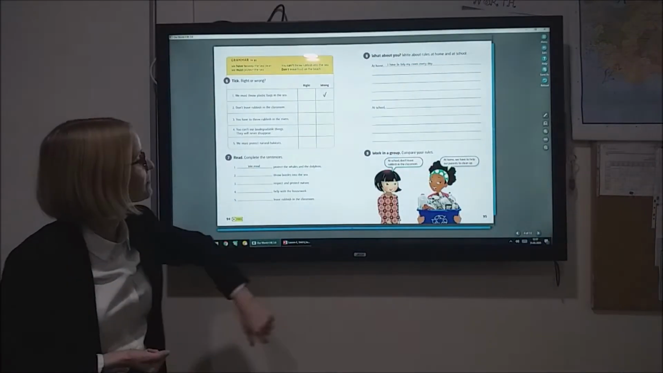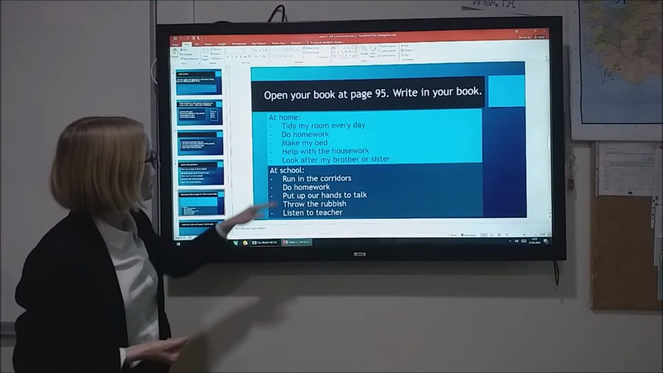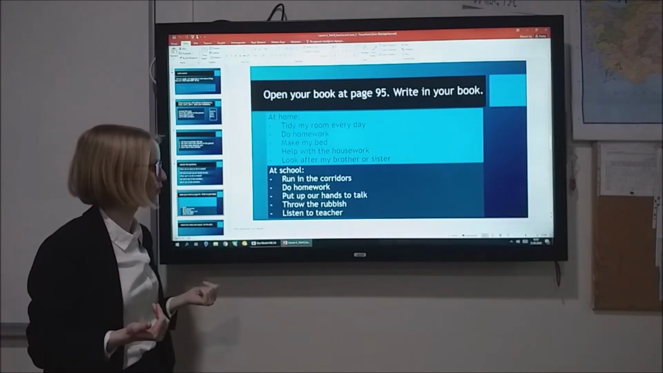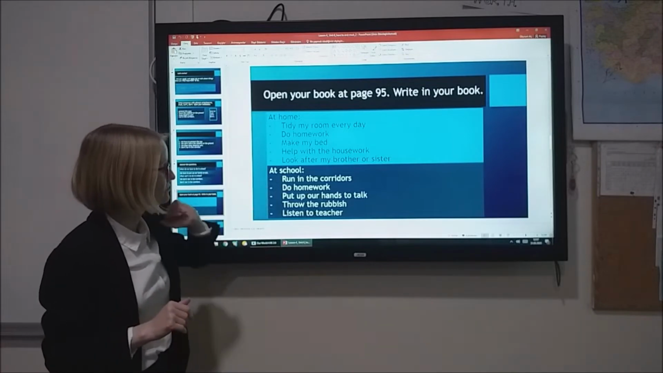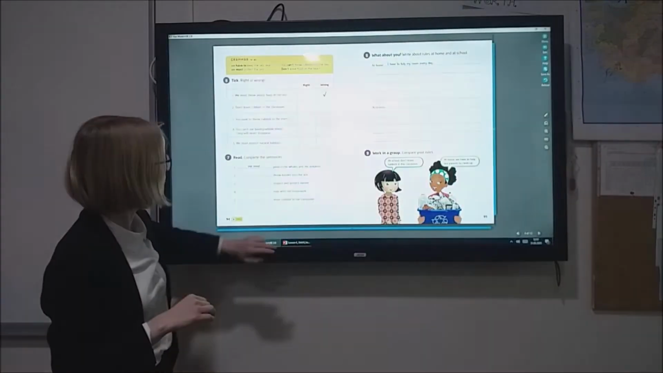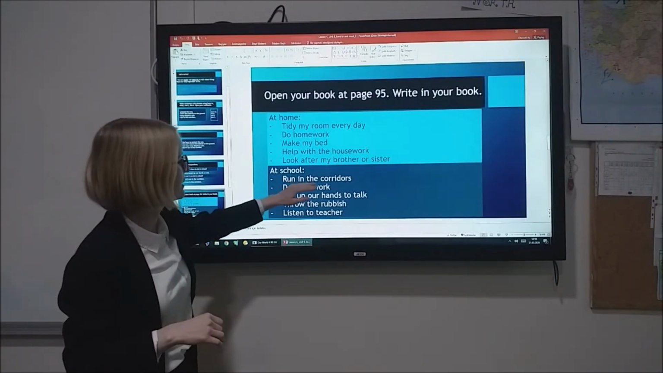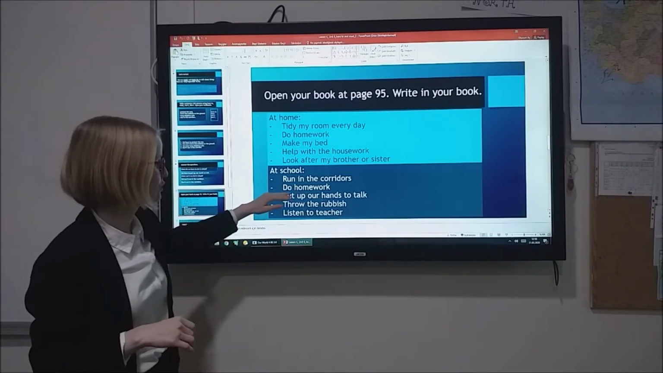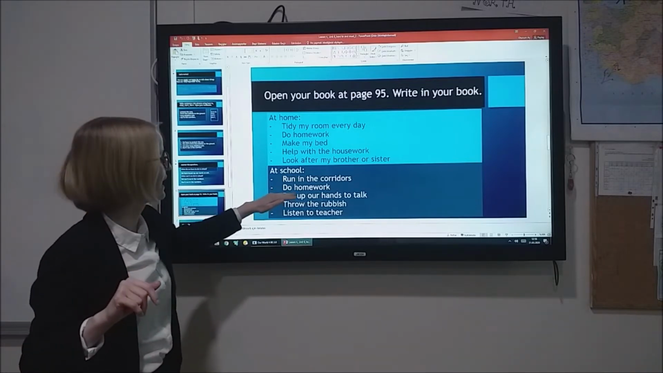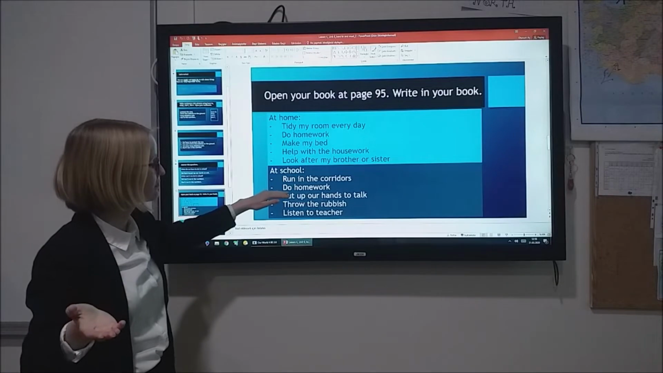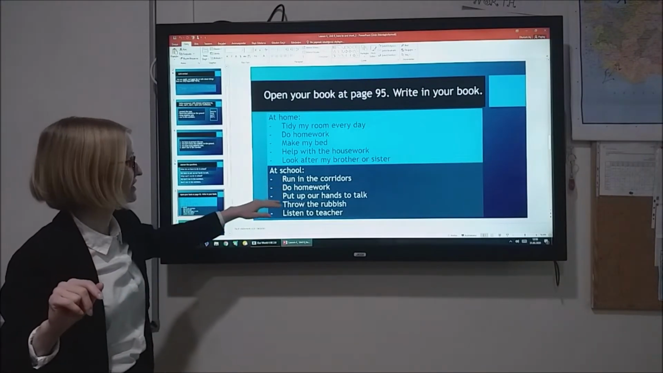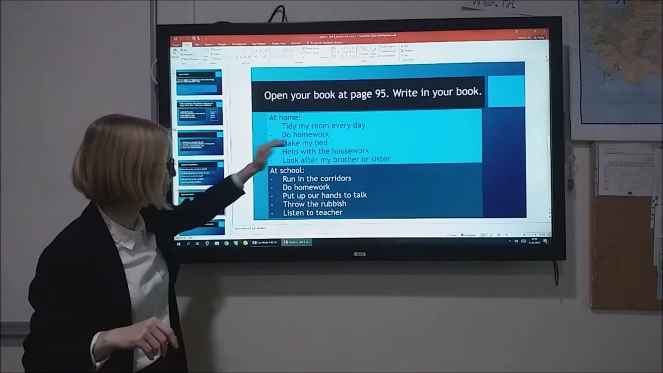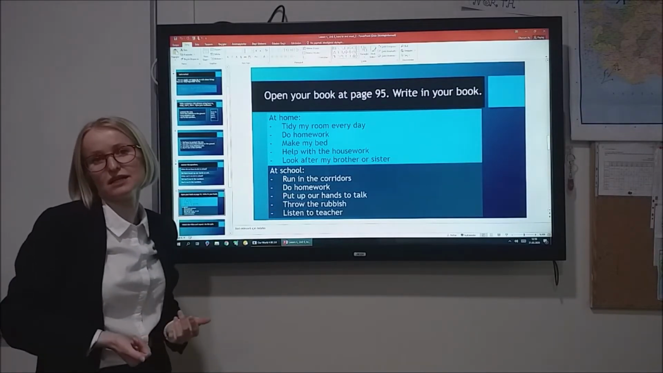And now, next, at school. At school, run in the corridors. We must or we have to run in the corridors? No, we can't. Or I do homework. I have to, or I can't do homework at school. I can't do homework at school. I should do homework at home, right? I have to do homework at home, but I can't do homework at school.